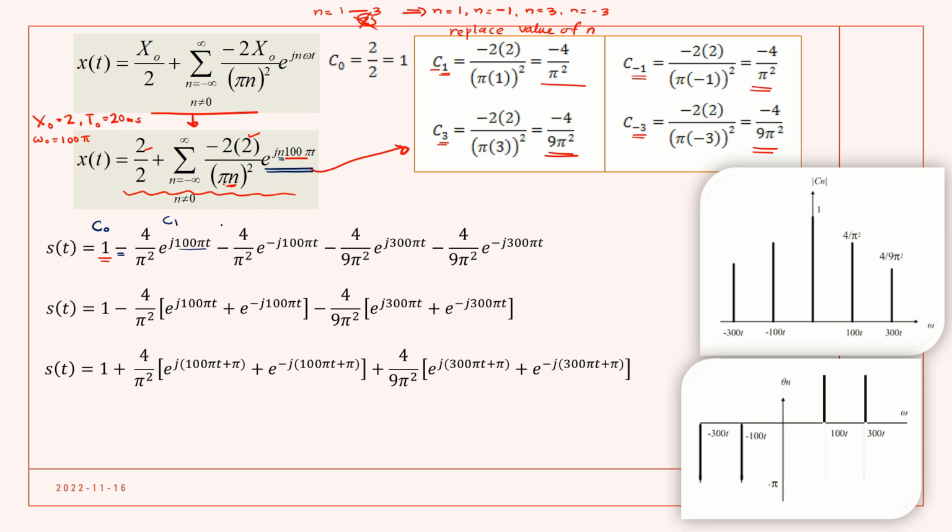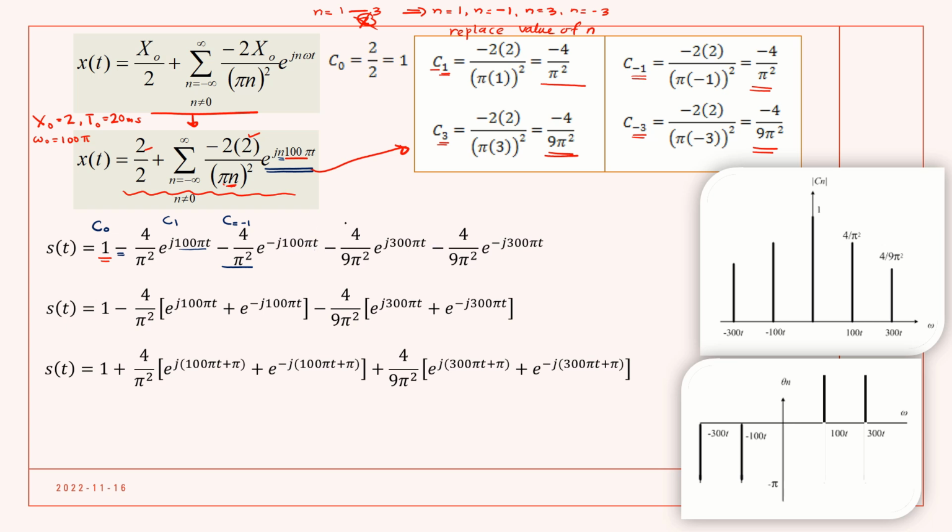Okay, so next let's consider when n is equal to -1 now. So when n is equal to -1, it is negative 4 over pi squared. Negative 4 over pi squared. Exponential, don't forget the exponential part. J, so your n now is negative 1, so we're going to put a negative here. And then 100 pi t.